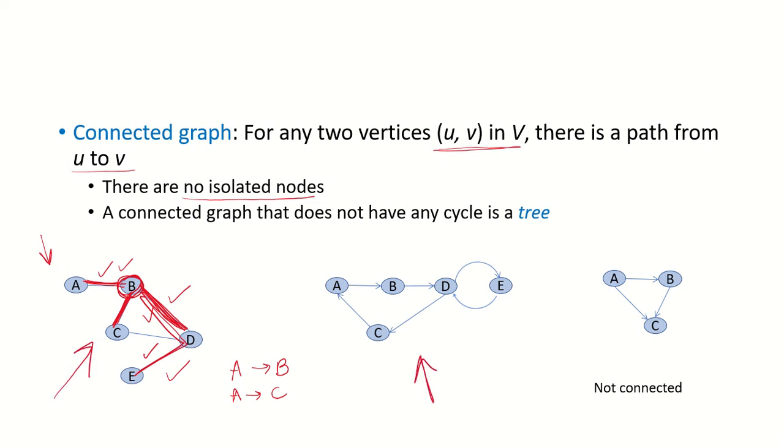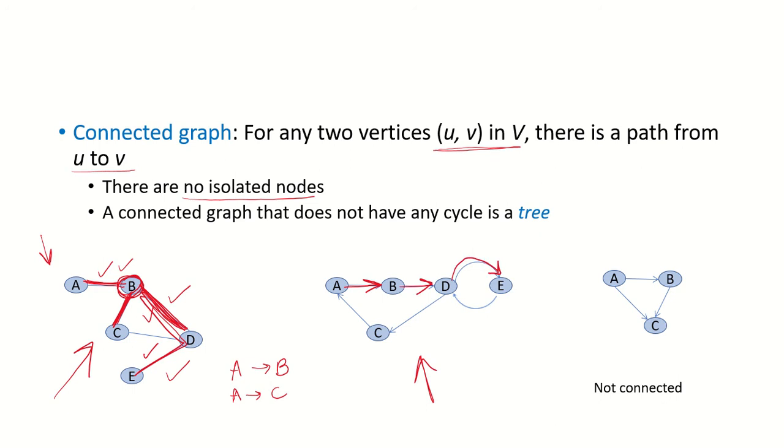Let's take an example over here where we are having a directed graph. Do we have a path from A to B? Yes, there is a path from A to B. Do we have a path from A to C? Yes, we can go from A to B, then B to D, then D to C. So A to C also we can go. Can we go from A to D? Yes, we can go from A to B and then B to D. Can we go from A to E? Yes, from A to B, then B to D, then from D to E.